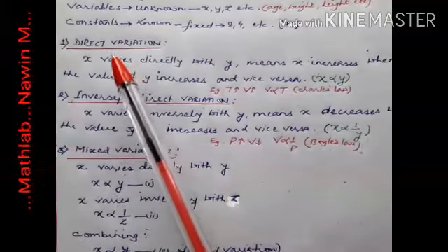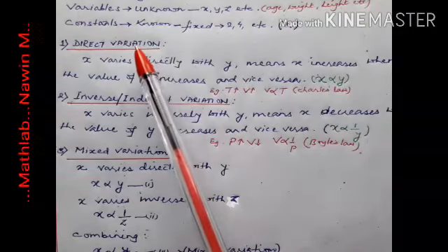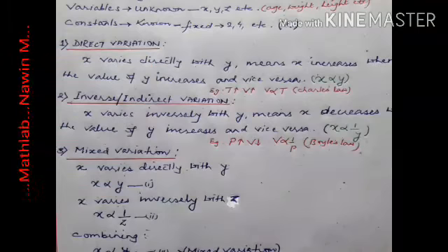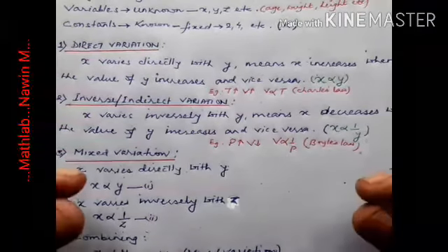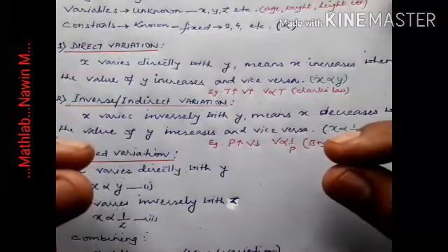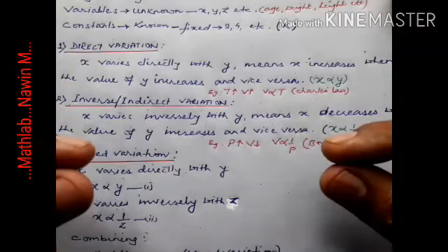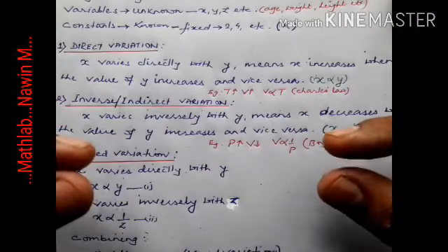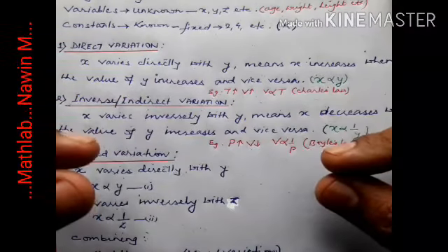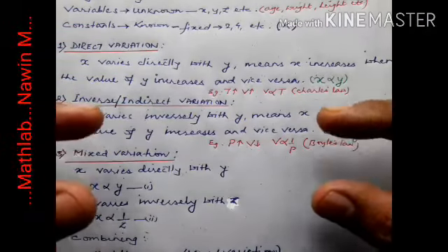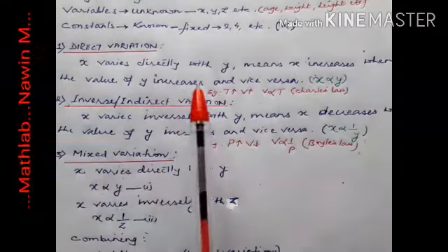The first variation is direct variation. In physics, it is also called directly proportional. What happens here is, there will be two variables. Suppose say this is x and this is y. If x is directly varying with y, means that when y increases, x will also increase. When y decreases, x will also decrease. There will be a direct relation between the two. That is called direct variation.